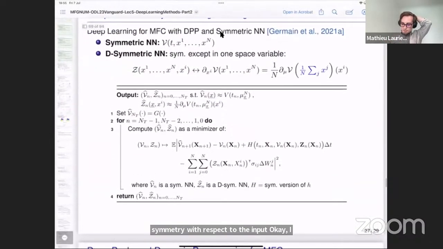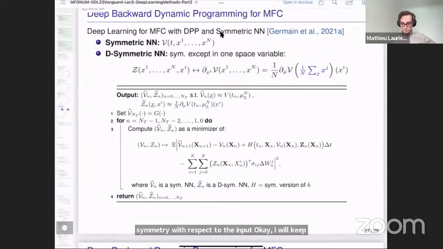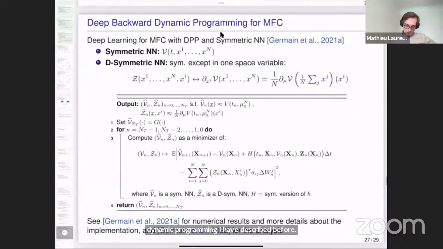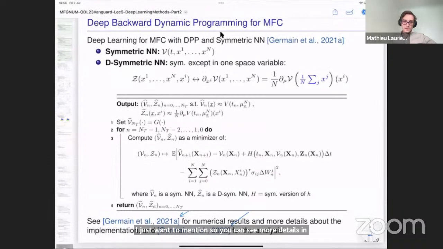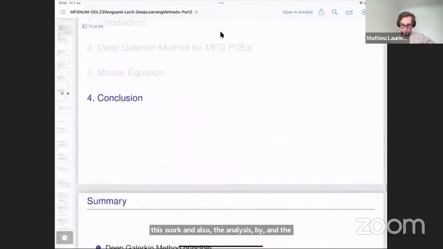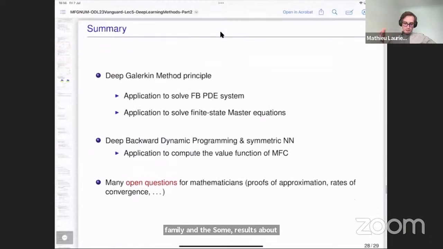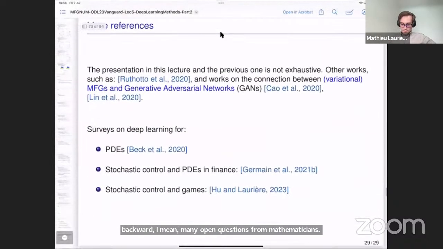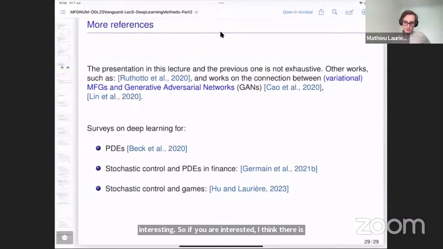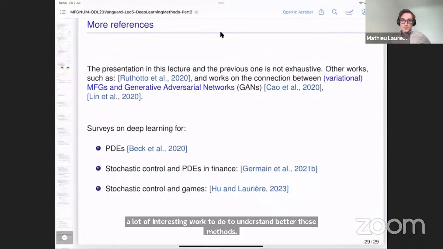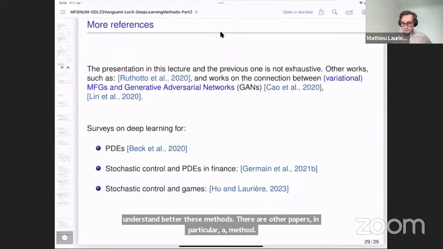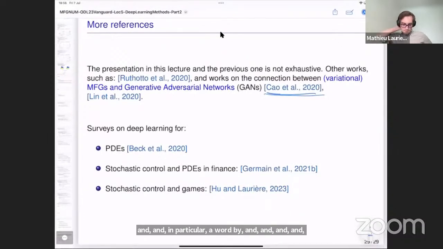Okay, I will skip the algorithm because it's similar to the deep backward dynamic programming I have described before. I just want to mention so you can see more details in this work, and also the analysis by Maximilien Germain and Louis Enfam and Xavier Varin. Some results about convergence. So I've discussed the deep Galerkin method, deep backward dynamic programming method, many open questions for mathematicians. So if you are interested, I think there is a lot of interesting work to do to understand better these methods. There are other papers, in particular a work by Ruth Otto and Osher and collaborators. What I mentioned about MFGs and generative adversarial networks, so this collaboration with Singuo, and then a few surveys in case you are interested, not only for mean field, but also for optimal control, deep learning for optimal control.